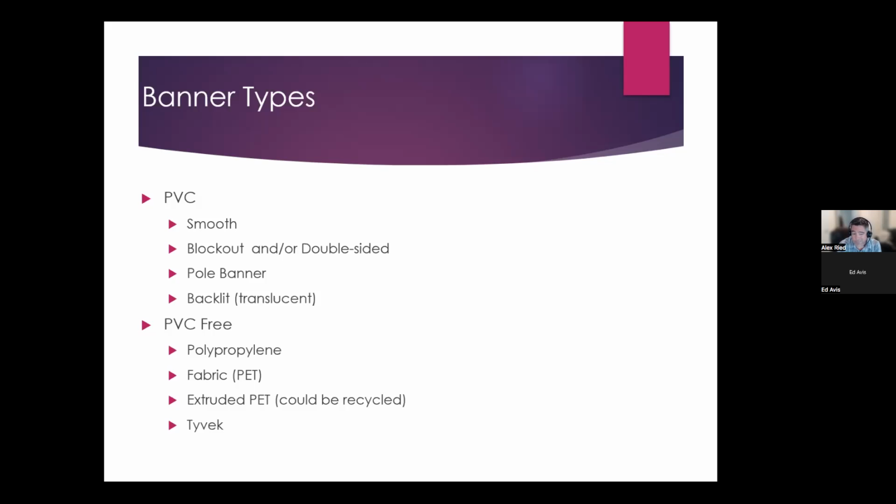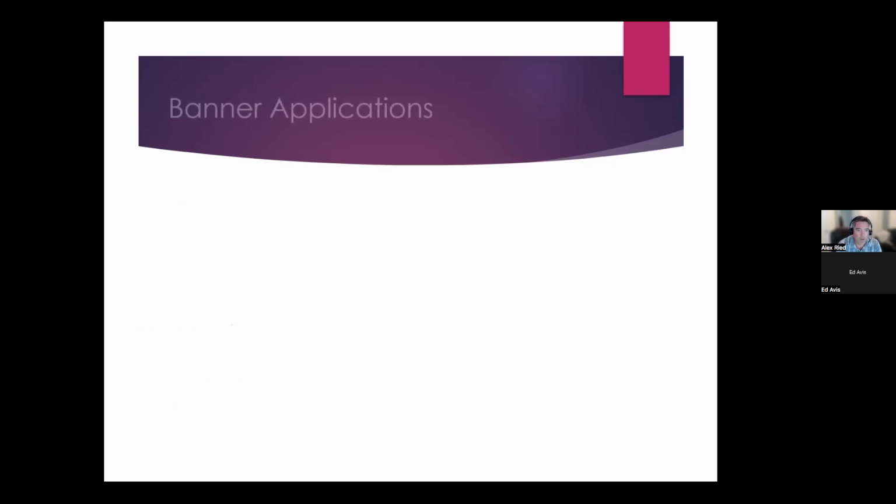Your PVC free, your polypropylenes, is going to perform very well outdoors. It's going to perform very well in different types of stands, and you'll see some examples in a minute. Your fabric, which is going to largely be extruded polyester, could have a variety of different types of weave patterns, which could impact image quality and possibly even texture. But generally speaking, the substrate itself is really a fabric or an extruded fabric, which could also be recycled. And then Tyvek. Tyvek's a long-standing example, which you've probably seen at some point in your FedEx shipment bags and other things.